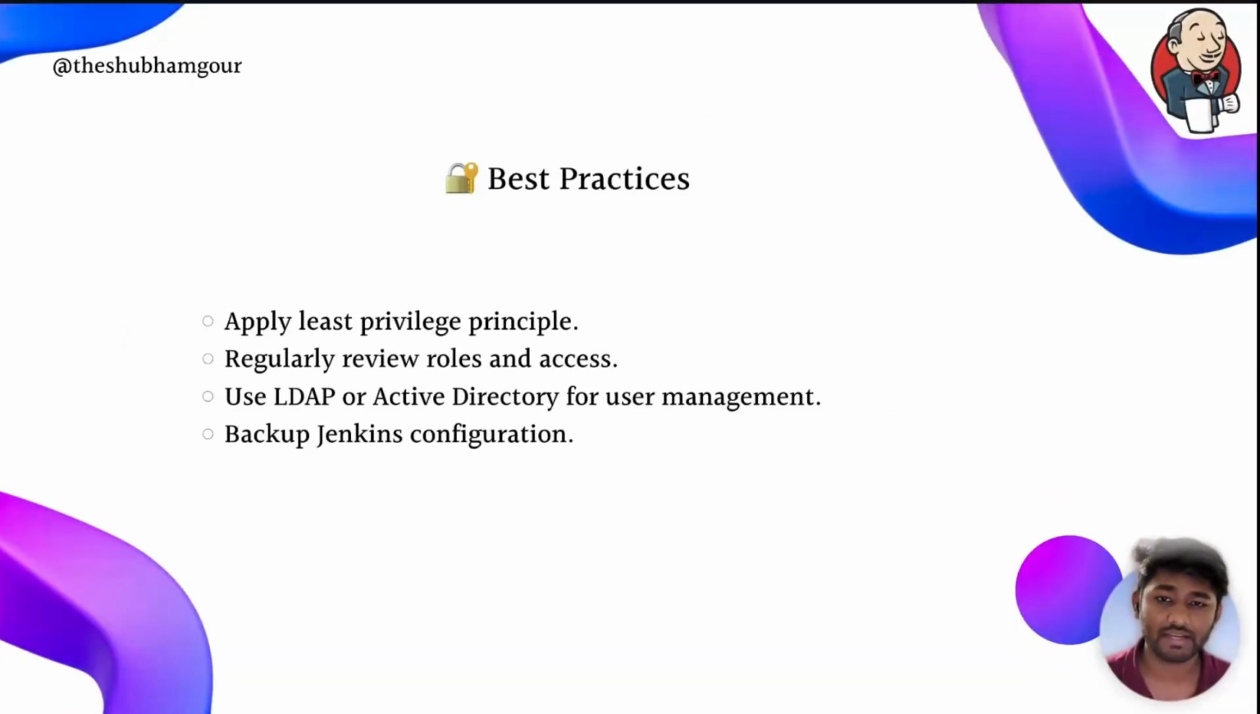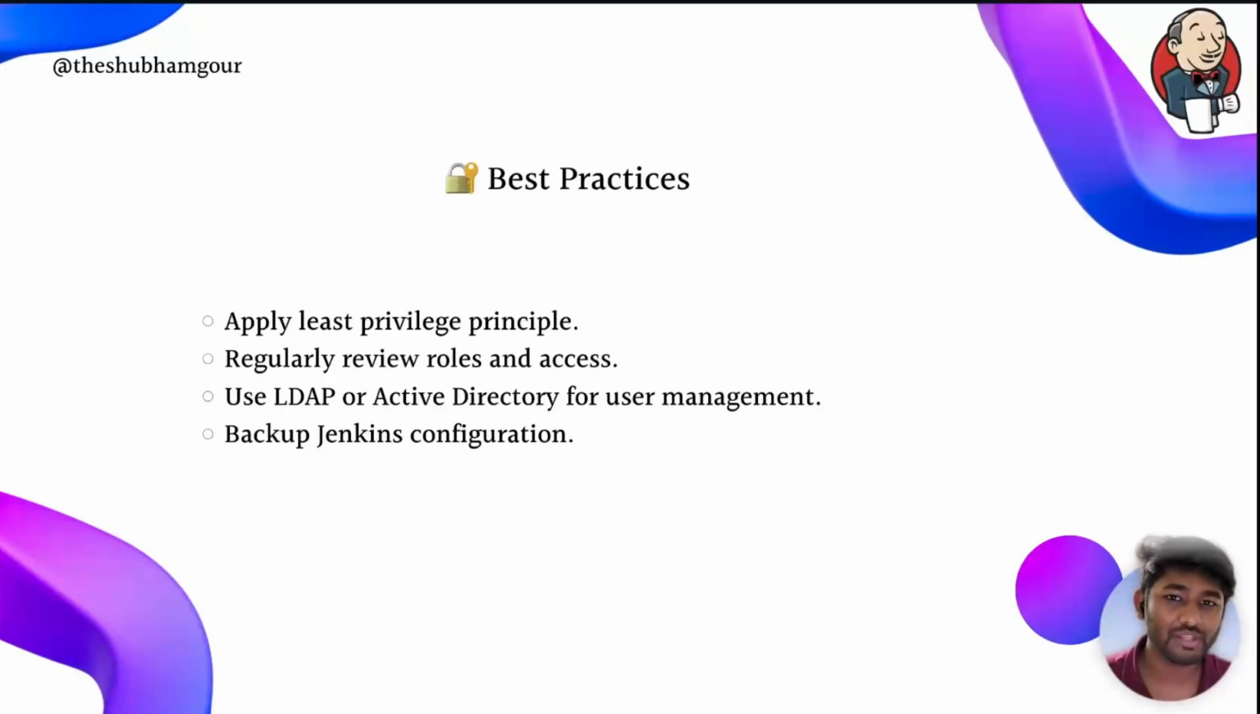Now, what are the best practices? Apply the least privilege principle, meaning only the required permissions should be given. Secondly, regularly review roles and access, because sometimes permissions get changed. It's a regular habit you should follow, and it also helps adhere to compliance. Third, use LDAP or Active Directory for user management. Active Directory is just for user authentication. And fourth, back up the Jenkins configuration.